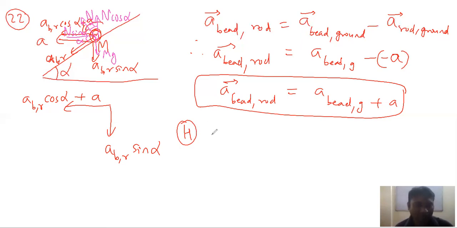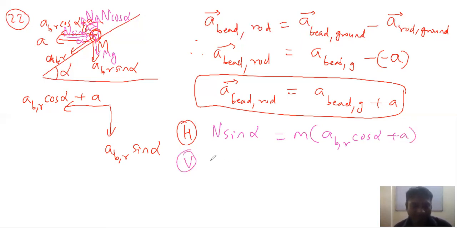So our equation along horizontal will come out to be N sin alpha. This is equal to mass into acceleration in horizontal, which is nothing but acceleration of bead with respect to rod cos alpha plus A. And along vertical, we will have mg minus N cos alpha is equal to mass into acceleration of bead with respect to rod sin alpha. So this will be the acceleration, Newton's law equation along vertical direction.